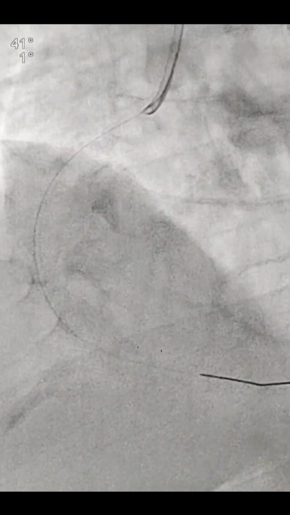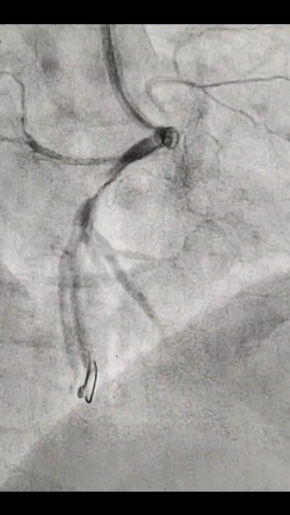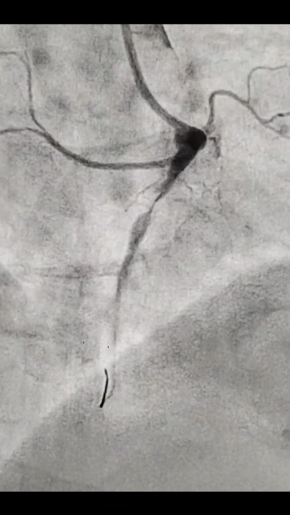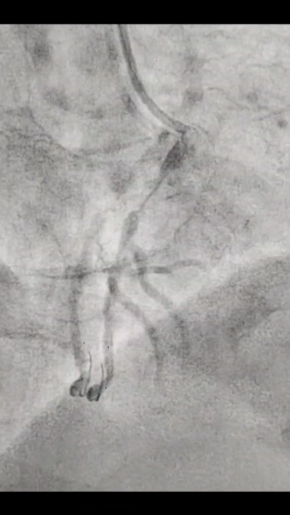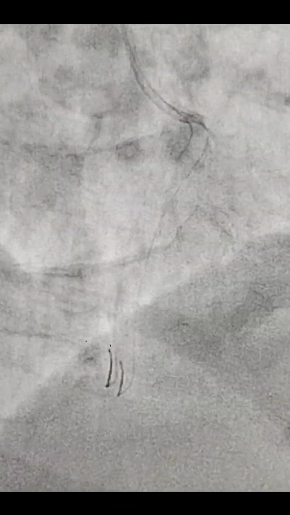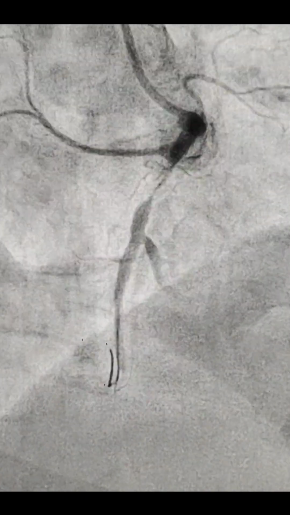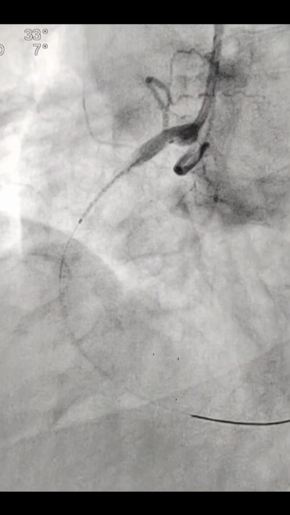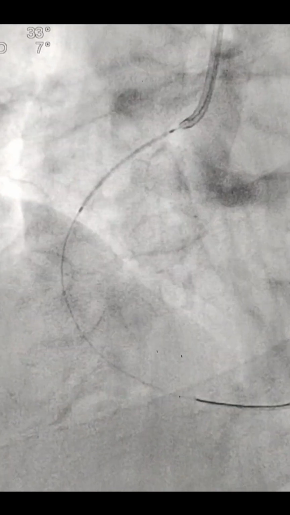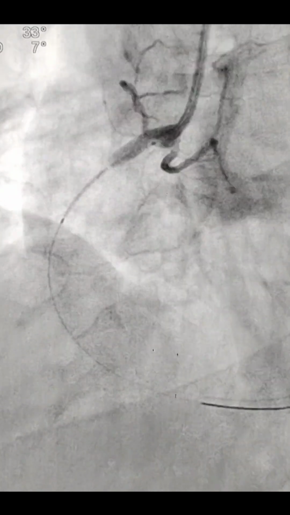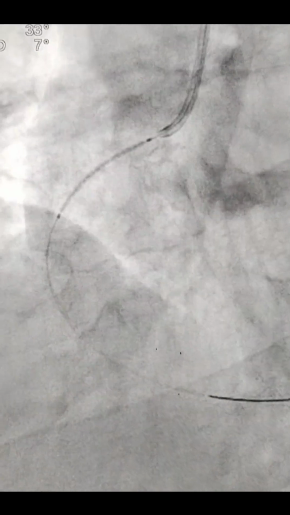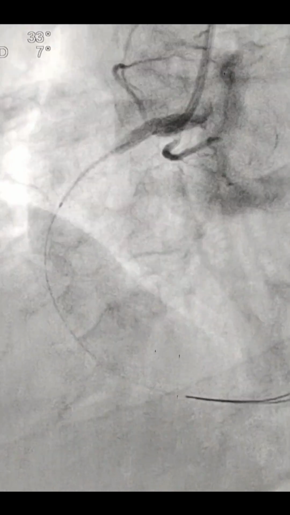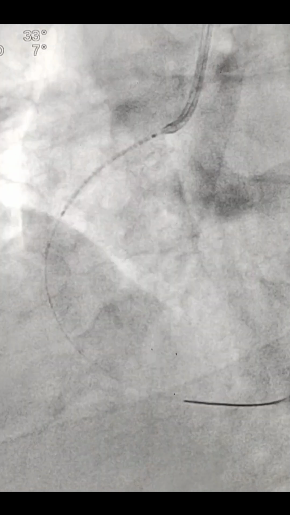So you can see the flow now, the plane RO view, and you can see the same thing. This RV branch is so large, and you can see the thrombus in the right from the proximal to mid RCA. So after all clearance, decided to put a stent. The stent is 3x24 stent. We didn't want to put this across the RV branch. Just before the RV branch, we put a stent.